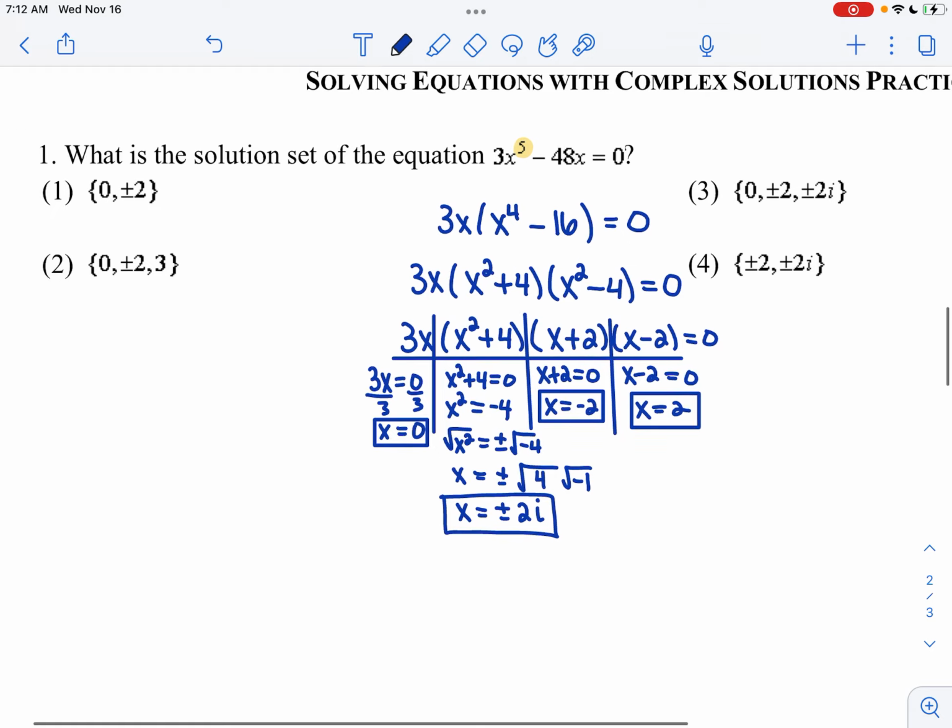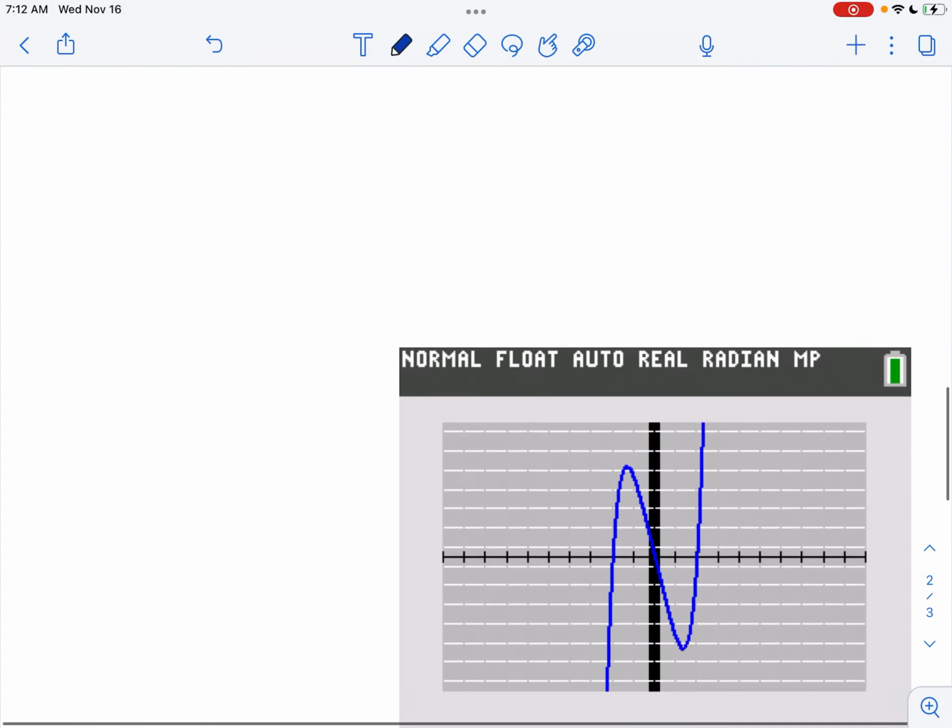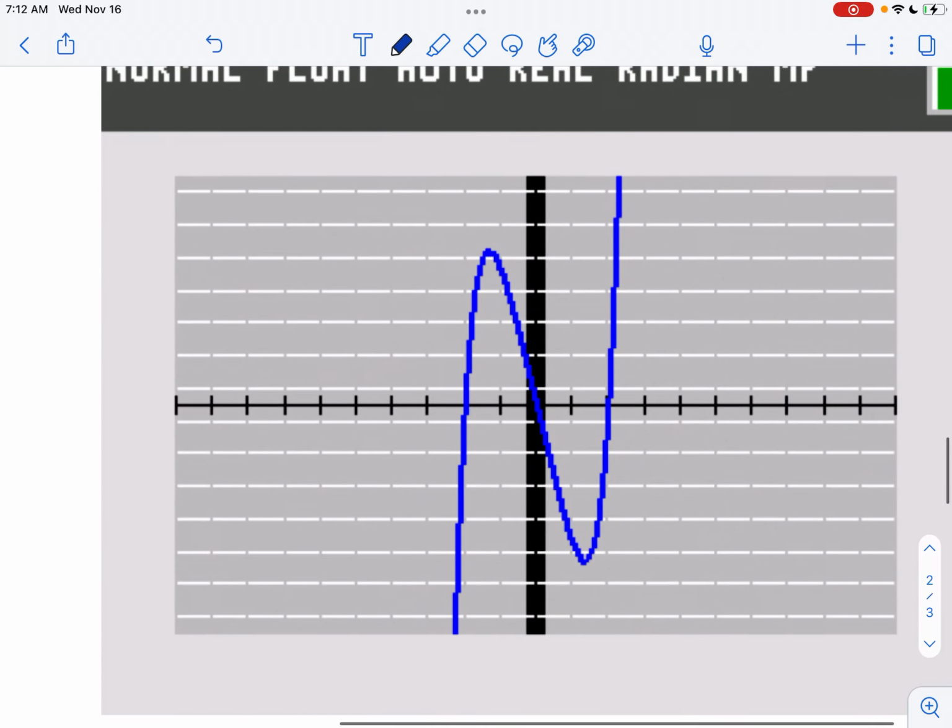And if we look at the graph here, again, I did play around with the window to really show you the full picture. You can see 0, 2, and negative 2, but there are only 3 x-intercepts because the 2 non-real answers do not ever connect with the x-axis.